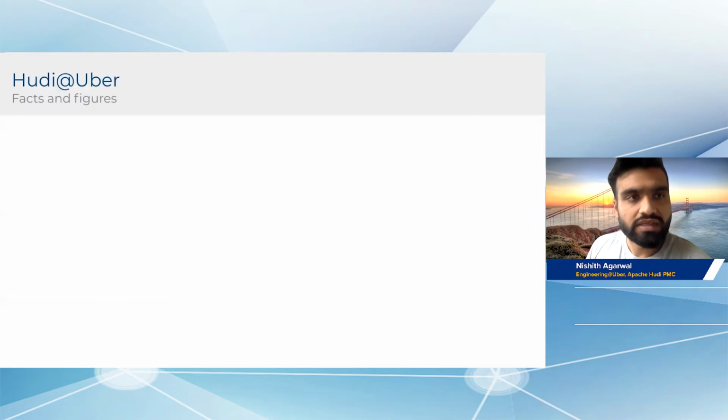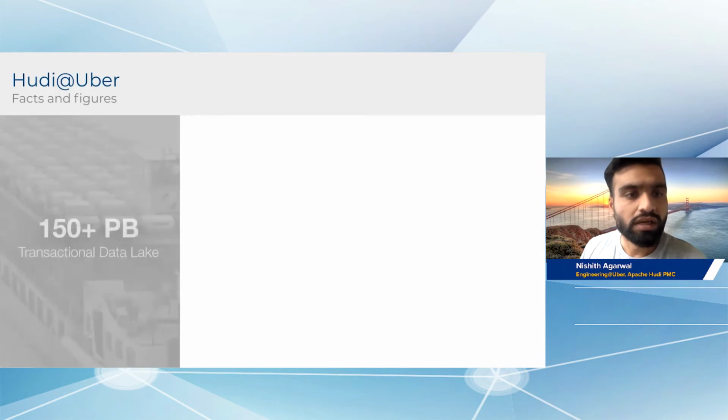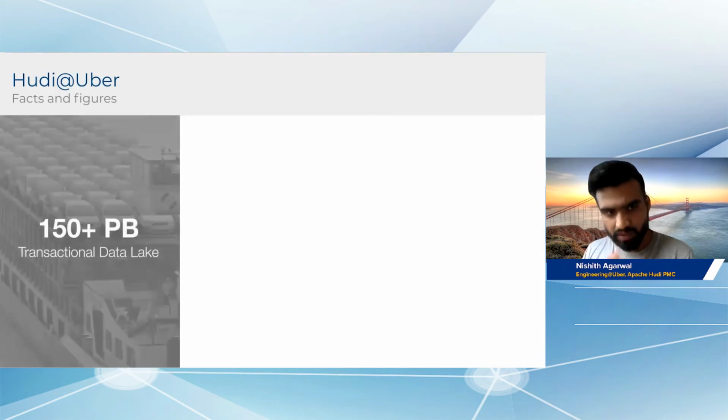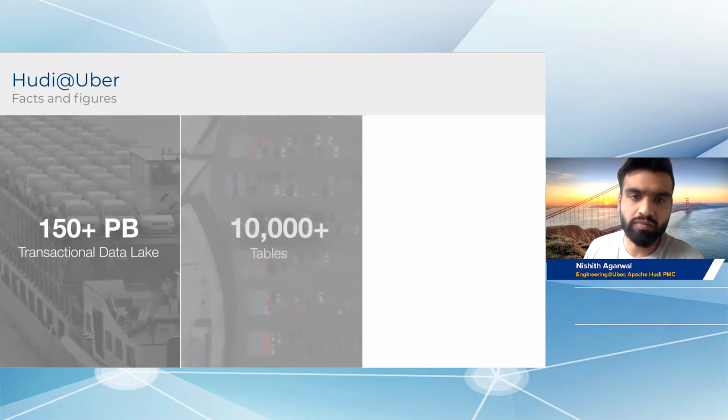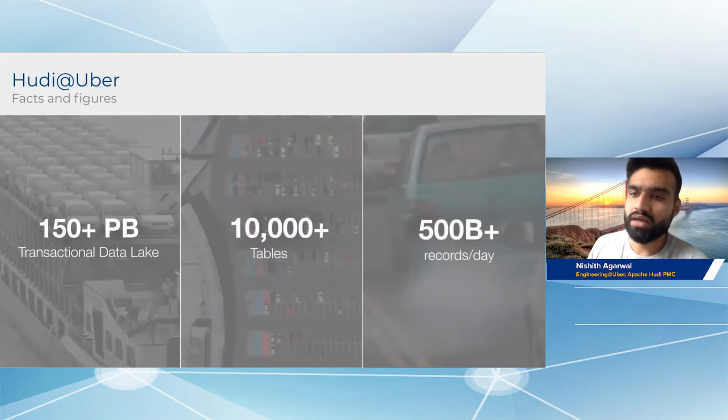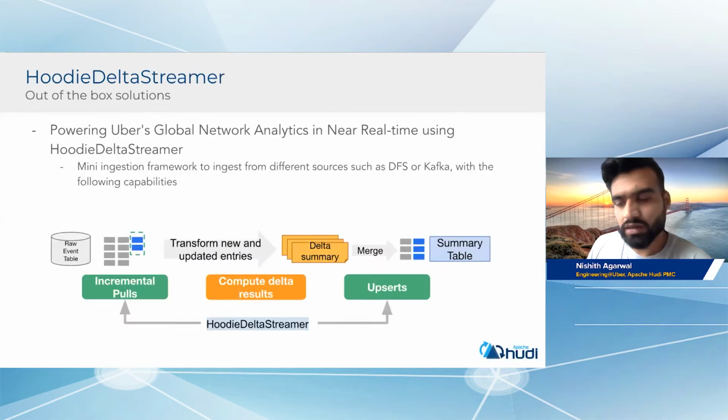So some of the use cases at Uber, I wanted to talk to you about first the facts and figures of at what scale we run Hoodie at Uber. So we have about 150 plus petabytes transactional data lake. Hoodie manages about 10,000 plus tables, and we ingest more than 500 billion plus records a day. These numbers are a little bit old, a couple of months old, so they may have changed a little bit. So a couple of use cases where Hoodie is used.